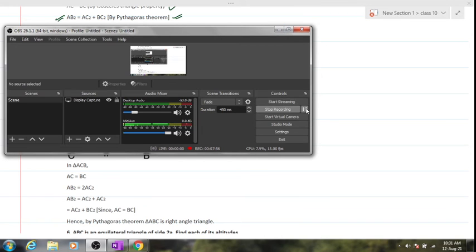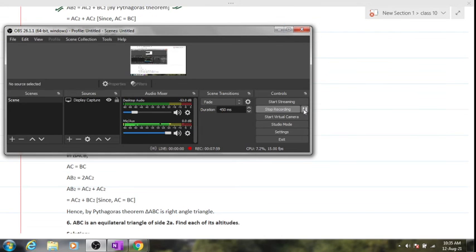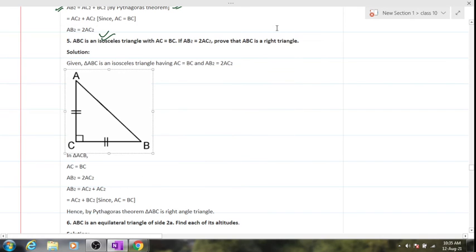Please take your time. Did anyone manage to do question number 6, yes or no? Anyone who has done question number 6? No one.